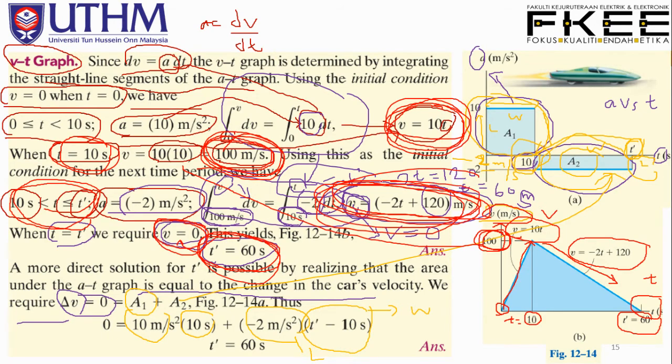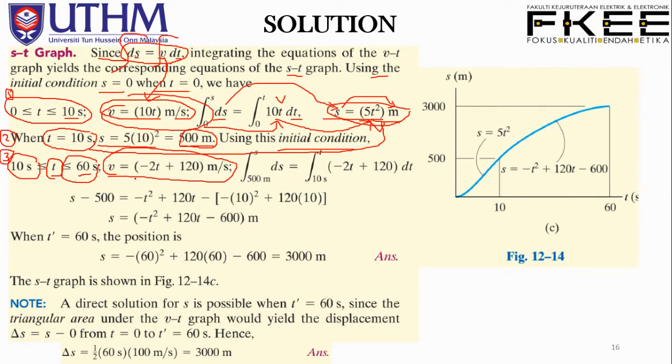So the one I highlight over here, v equal to minus 2t plus 120. You don't need to find the v, it has been analyzed earlier. And the relationship again, so this is ds, using the same relationship over here, this one, into this.